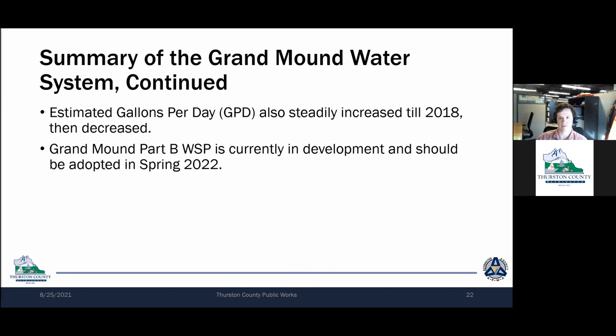Estimated daily use per connection steadily increased to more than 500 gallons per day per connection, reaching its highest levels in 2018 at 566 gallons per day per connection, but decreased below the 500 gallons per day per connection mark in 2019. We are hoping that the daily water use per connection continues to decrease over time. Finally, a Grand Mound Part B water system plan is currently in development and should be adopted in the spring of 2022.